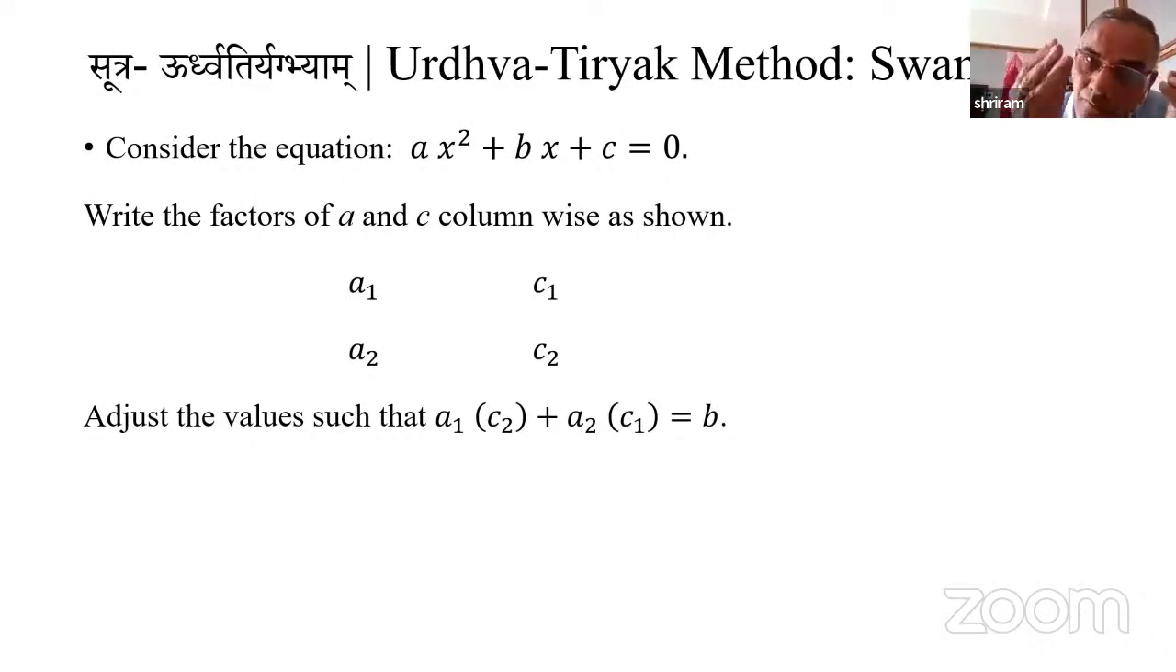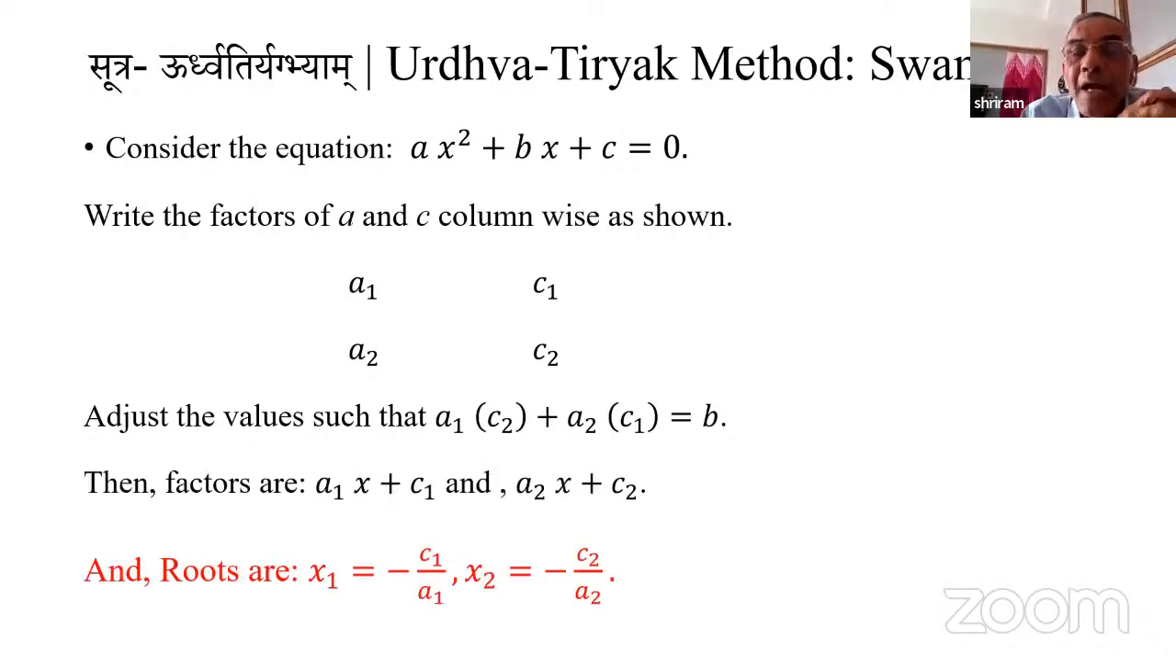And if we want to factorize the equation, but what are the roots then? Even from this table, A1, A2, C1, C2, I can directly write the roots as minus of C1 upon A1, directly roots. Once I arrange the factors this way, first root minus C1 upon A1, second root minus C2 upon A2, full stop. Job is over of solving a quadratic equation.